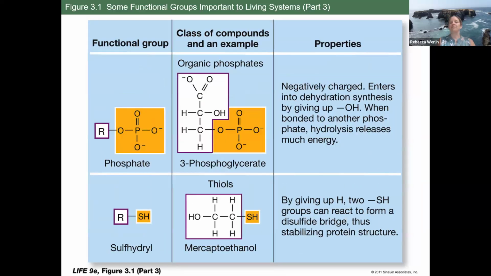Another key functional group is the phosphate group. If you've heard of ATP, the energy unit of the cell, adenosine triphosphate, 3 phosphates linked together, or the 5' phosphate in DNA and RNA, all very, very important. So phosphate groups will be really important. That covalent bond between the R group and the phosphate, you can break that for a lot of energy. And so that's really important.